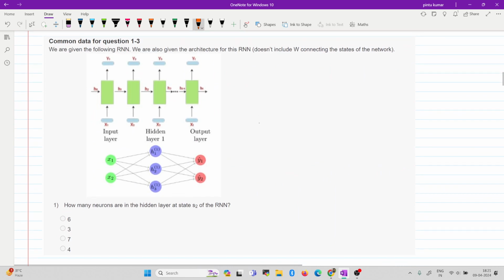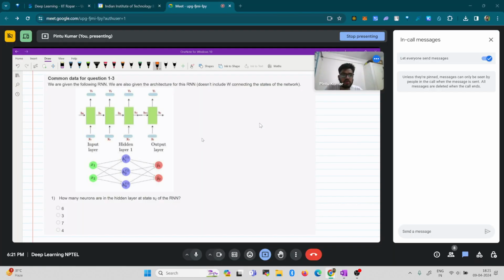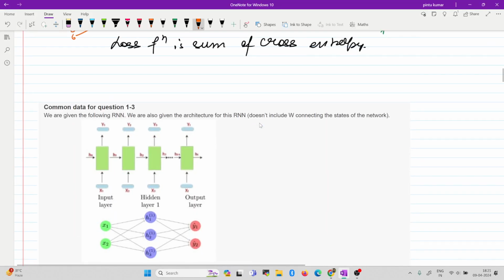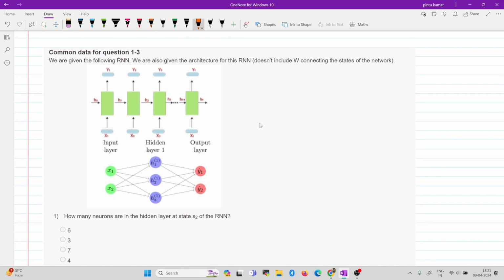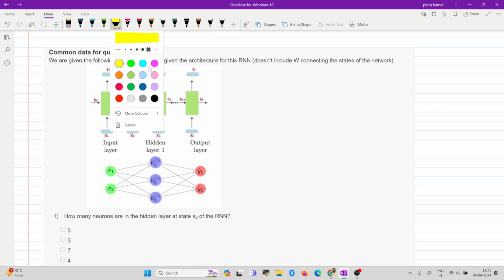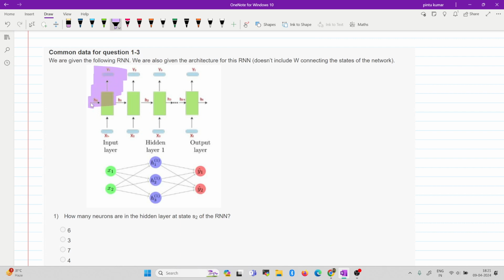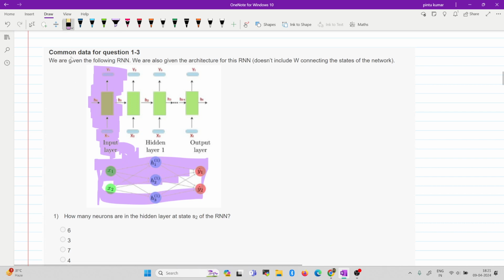Okay, did somebody write something? No, okay. So there are 3 questions. Now this is an RNN architecture. Again, you have some input, you have some hidden layer, and you have some output. If you just look at one of these blocks, this portion, this thing is given over here. So one of the blocks is drawn over here explicitly.